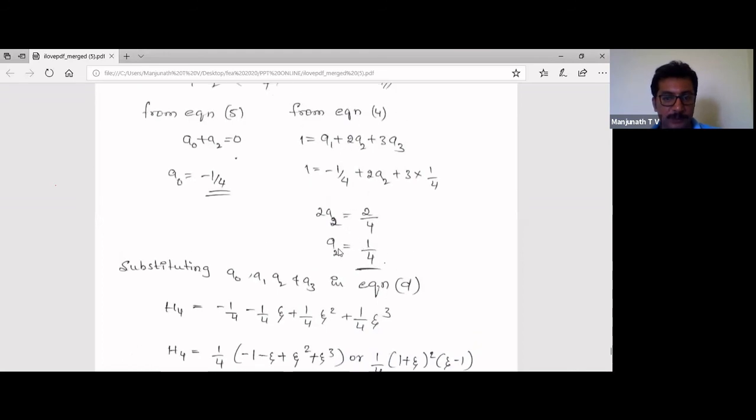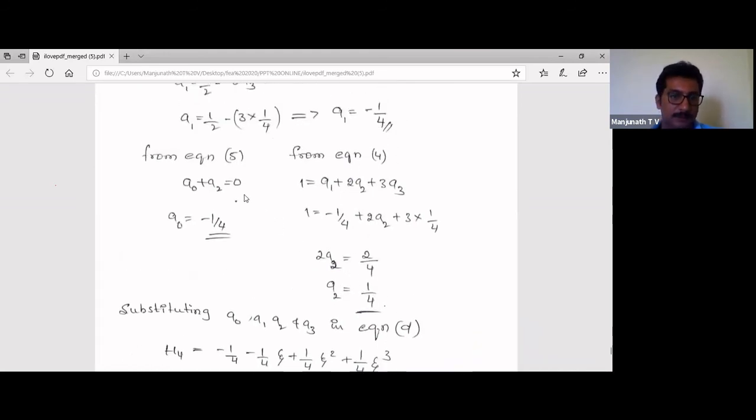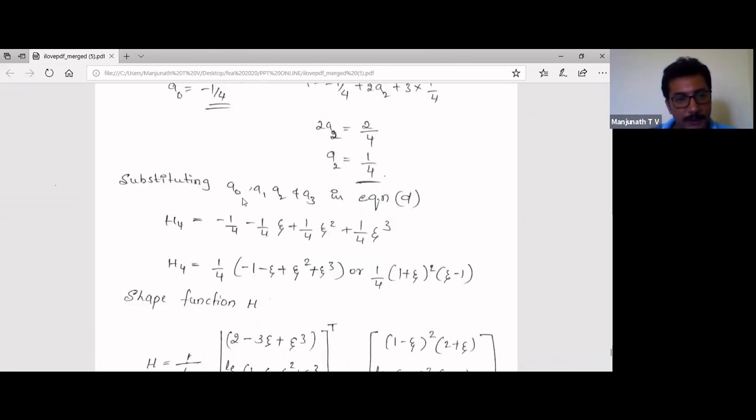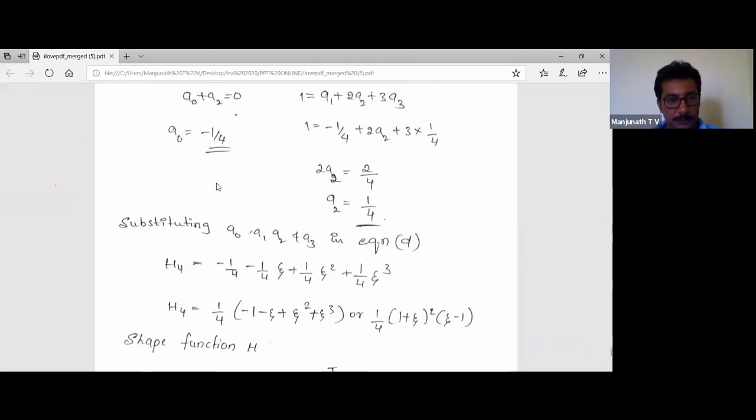Once we have the a2 value, then using equation number 5, a0 plus a2 is equal to 0. Then a2 is 1 by 4, so considering a0, if you substitute a2 value as 1 by 4 and take it to the right side, then a0 is equal to minus 1 by 4. So this is how we have got all the generalized coordinate values, a0, a1, a2, a3.